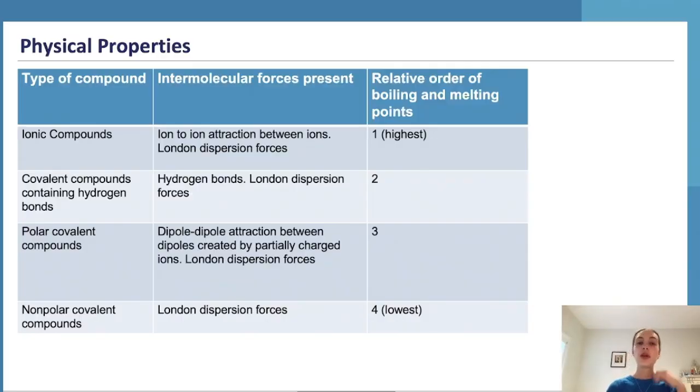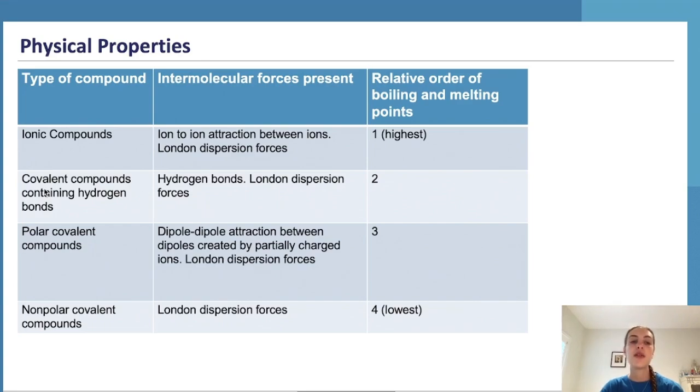We can look at the physical properties of organic compounds depending on what their intermolecular forces are. We've got ionic compounds, which have ion-to-ion attraction between the ions, and also London dispersion forces. We don't look at ionic compounds in too much depth, but they have stronger attractions than hydrogen bonds, and so they will have the highest melting and boiling points because of the ion-to-ion attraction between those ions. We just need to know that they exist and that the ion-to-ion attraction is stronger than hydrogen bonds.